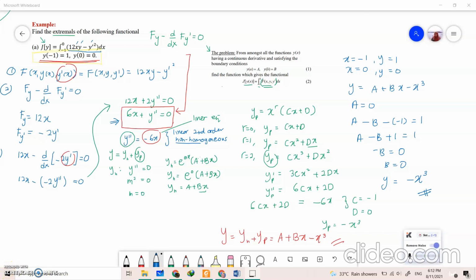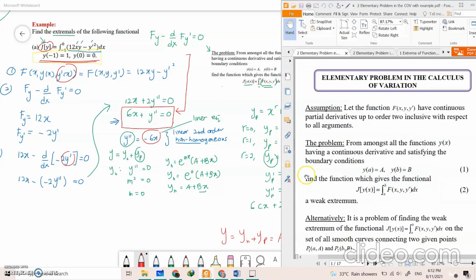Okay, so this is what we call the extremal. So remember the problem here, find the extremals of the following functional. Then you get y equals negative x cubed, which means that y equals negative x cubed is the extremal of the functional J of y(x) here. Okay, so that's it. This is how you find the extremals. All right, so I hope you enjoyed it and please try the second example here.